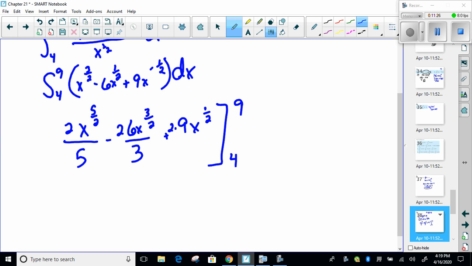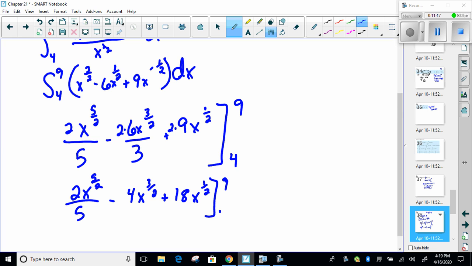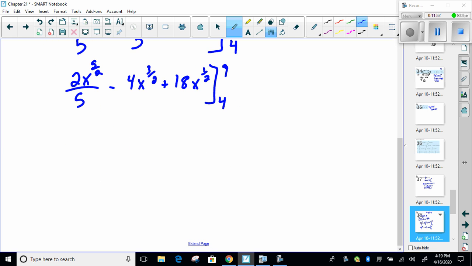I'll just slightly simplify this here. So this is 2x to the 5/2 over 5 minus 12 over 3, so that's 4x to the 3/2, plus 18x to the 1/2, from 4 to 9. And then, last step, I've got to just plug in my values, plug in my 9, plug in my 4. The other reason I changed them is it makes much nicer values because these are perfect squares.